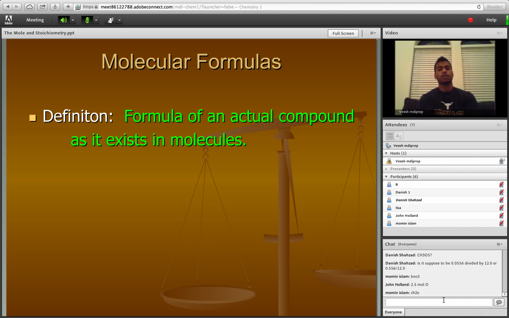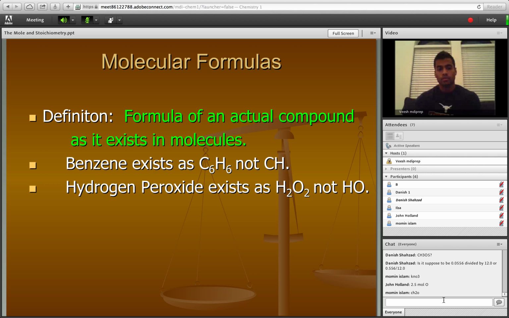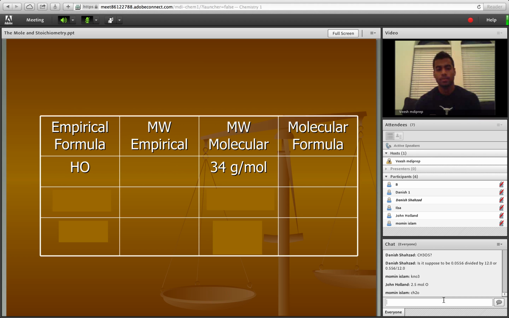Okay, so molecular formulas. The molecular formulas are the formula of the actual compound as it exists in molecules. And that tells you the actual number of each element in that formula. So benzene, even though the empirical formula for it would be CH, it actually exists as C6H6. Hydrogen peroxide exists as H2O2, not HO. This is the actual compound.